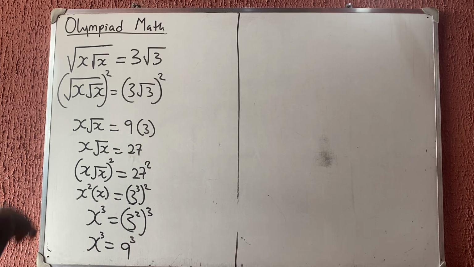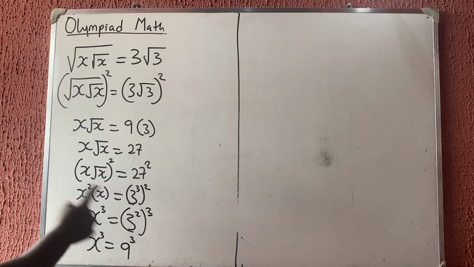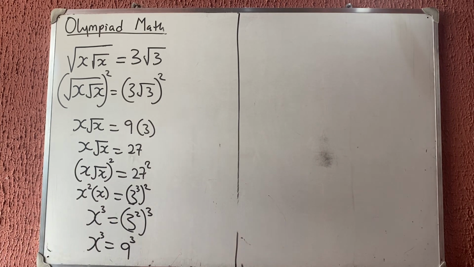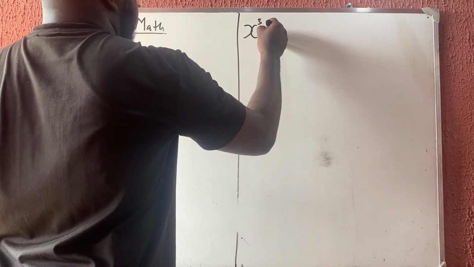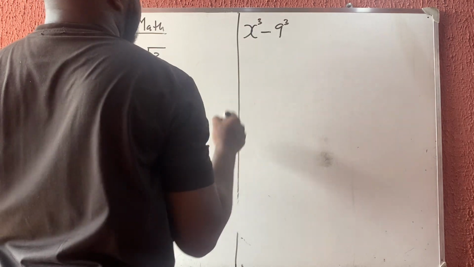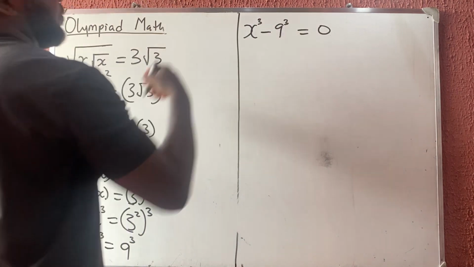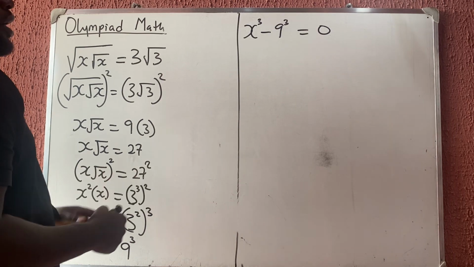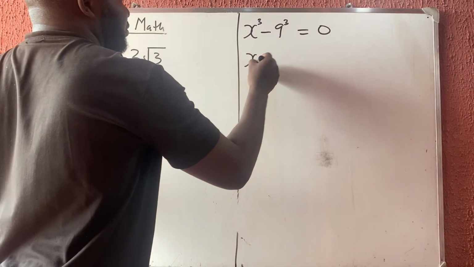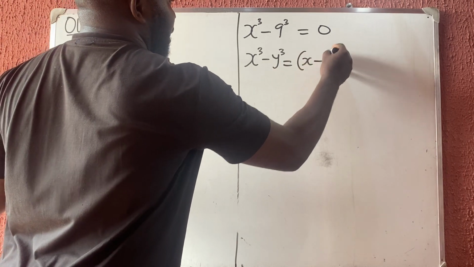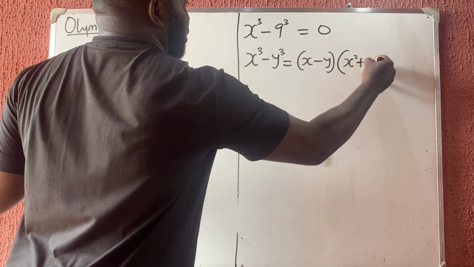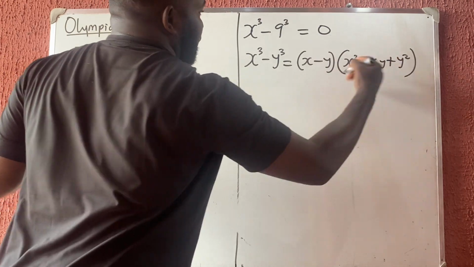But x equal to 9 is the only real solution to this and not all the solutions. If you are asked to find the real solution alone, then x is equal to 9 is the only real solution. But if not, this is what you are going to do. You bring this side to have that x raised to power 3 minus 9 raised to power 3 is equal to 0. You can solve using a polynomial, or you remember that the expansion of x raised to power 3 minus y raised to power 3 is x minus y, in bracket of x squared plus xy plus y squared.